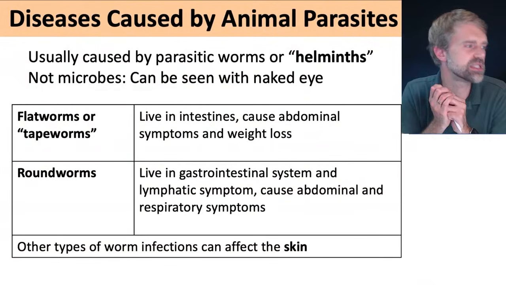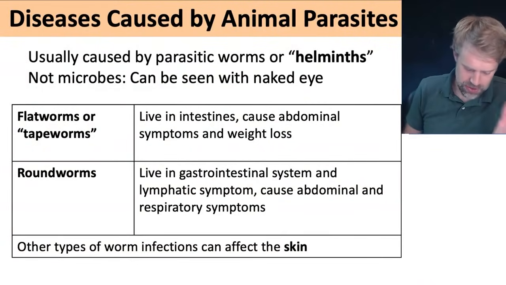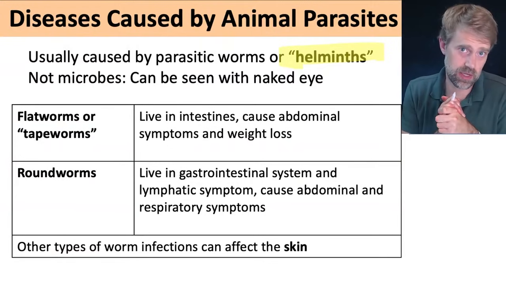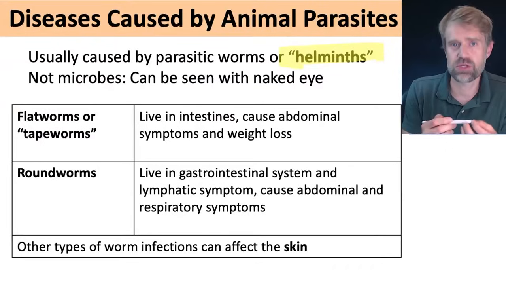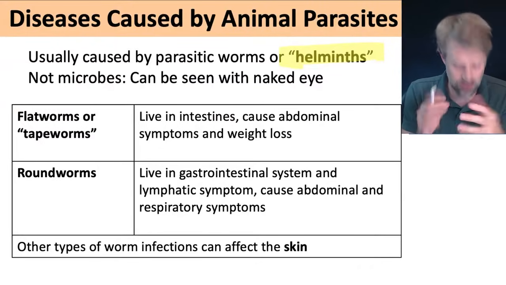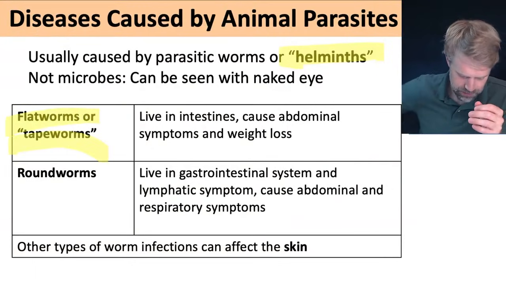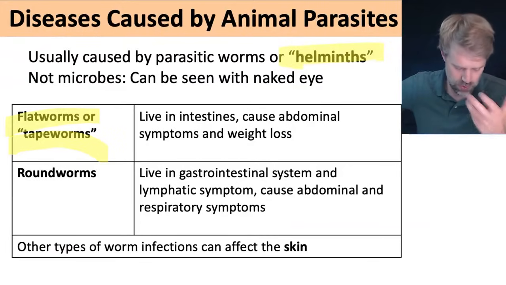Finally, here's some diseases that are caused by animal parasites. Parasitic worms are referred to as helminths. Okay, and as we said before, helminths, animal parasites, these parasitic worms are not microbes. They can be seen with the naked eye. They can cause disease, but they're not microbes. We have flatworms or tapeworms that live in intestines and cause abdominal symptoms and weight loss.